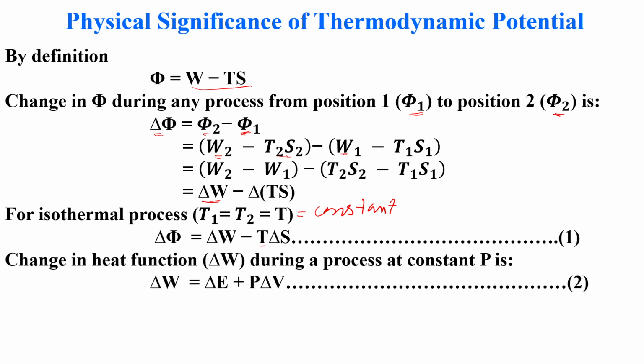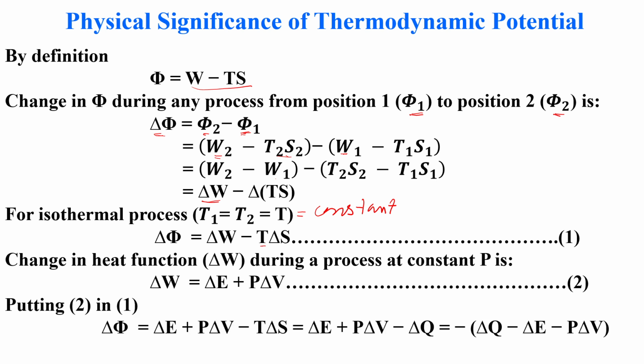Now the change in heat function during a process at constant P: we know what the heat function is. This is del W equal to del E plus P del V. So putting equation 2 into 1, this del W can be taken from equation 2. So del phi becomes del E plus P del V, which is already here in equation 1, minus T del S. So what is T del S? We know that del Q is equal to T del S according to the second law of thermodynamics.